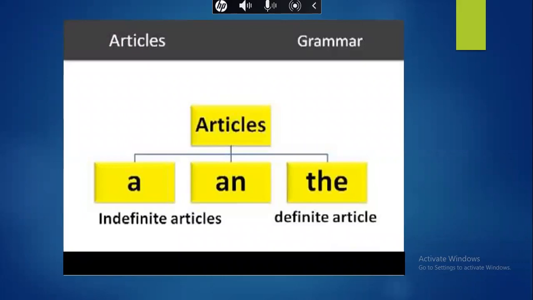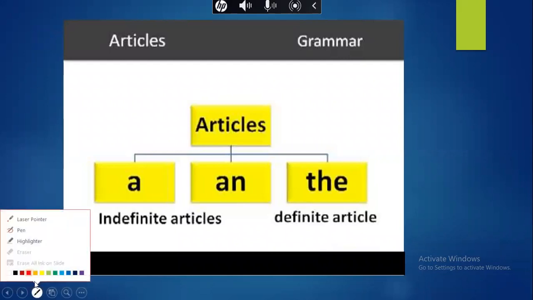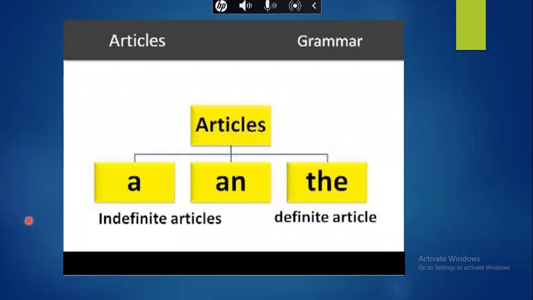Articles usually consist of three words, that is a, an, and the. So these are the three articles, in which a and an are considered indefinite articles, while the is considered a definite article. Now, what is the difference between indefinite articles and definite articles? Let's see.